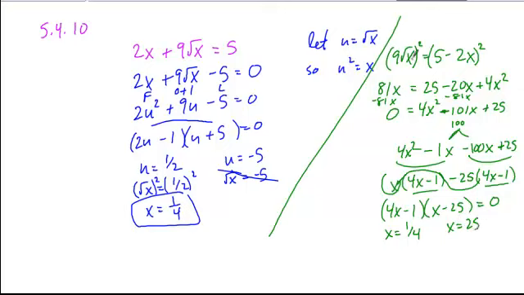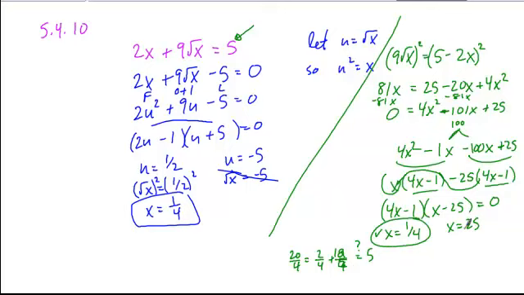Now I do have to plug these back in because I was dealing with a radical problem. If I plug 1/4 into the original form up here, I get 2 times 1/4, which is 2/4, plus 9 times the square root of 1/4, which is 1/2, so 9/2. And I want to see, is that equal to 5? Well, 9/2 is 18/4. 18 plus 2 gives me 20/4, which is equal to 5, so that one checks.